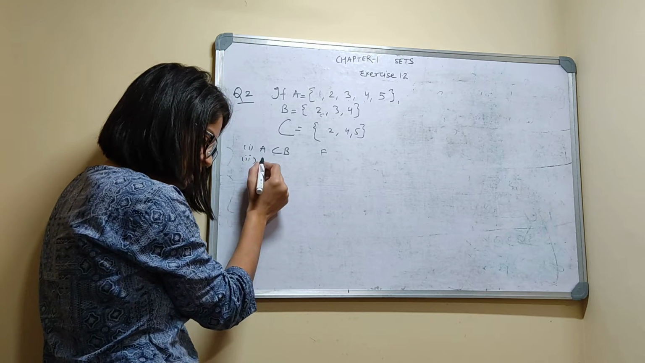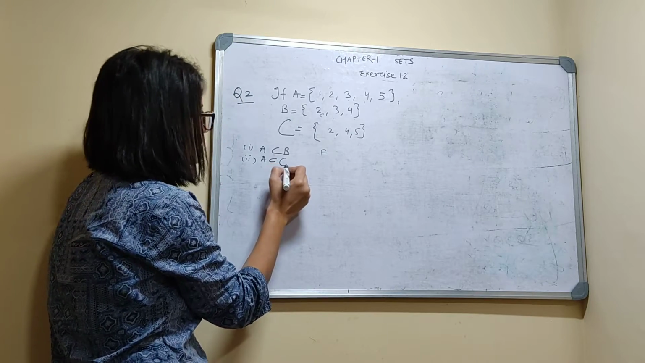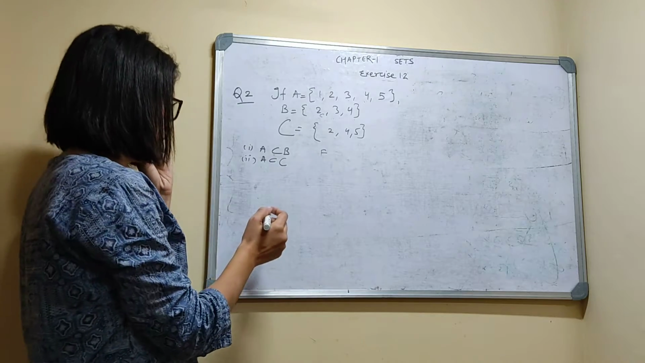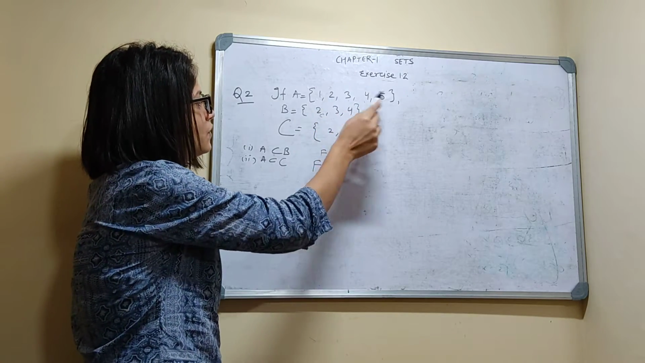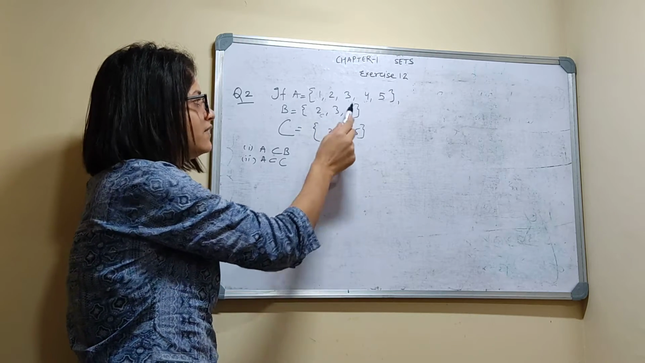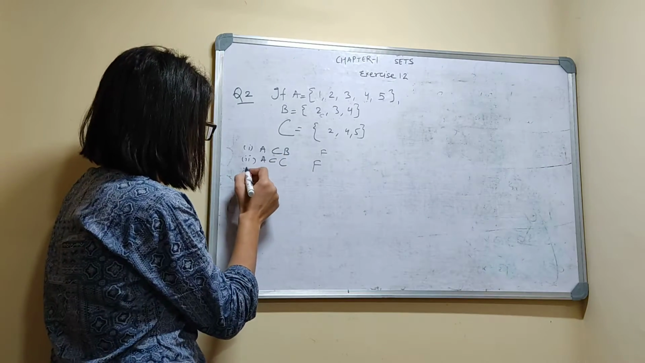Part second. Is A a subset of C? False. Why? Same {1, 2, 3, 4, 5}. 2, 4, 5 are present in C, but 1 and 3 are not present in C. That's why it is false.